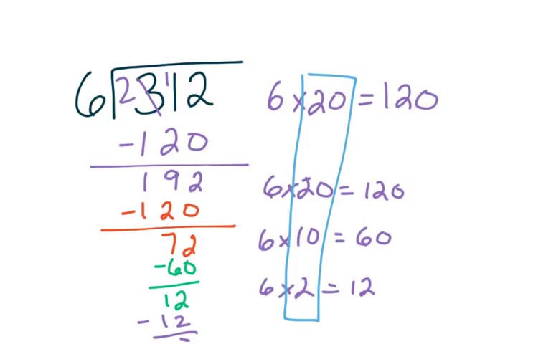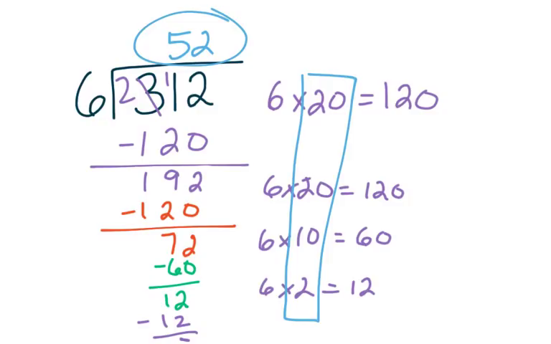My last step is to put my box around those factors and then add them all up. 20 plus 20 is 40, plus 10 is 50, plus 2 is 52. And that is my final quotient. You might have broken your problem up differently, but I bet you got 52 nonetheless.